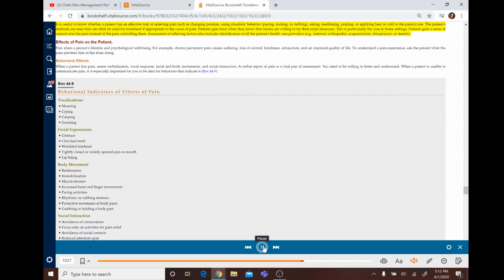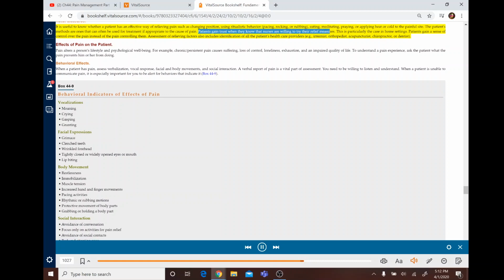Relief measures. It is useful to know whether a patient has an effective way of relieving pain such as changing position, using ritualistic behavior, pacing, rocking or rubbing, eating, meditating, praying, or applying heat or cold to the painful site. The patient's methods are ones that can often be used for treatment if appropriate to the cause of pain. Patients gain trust when they know that nurses are willing to try their relief measures. This is particularly the case in home settings. Patients gain a sense of control over the pain instead of the pain controlling them. Assessment of relieving factors also includes identification of all the patient's healthcare providers, for example internist, orthopedist, acupuncturist, chiropractor, or dentist.